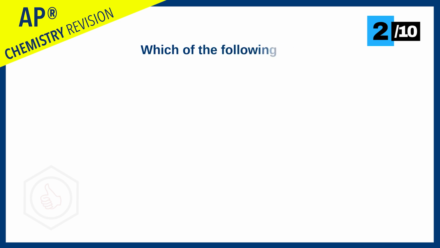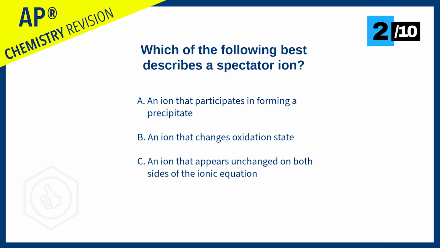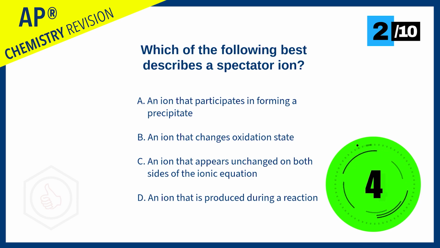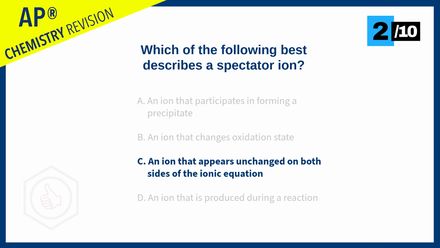Which of the following best describes a spectator ion? An ion that participates in forming a precipitate, an ion that changes oxidation state, an ion that appears unchanged on both sides of the ionic equation, or an ion that is produced during a reaction. The answer is an ion that appears unchanged on both sides of the ionic equation, because spectator ions don't participate in a reaction and remain unchanged.